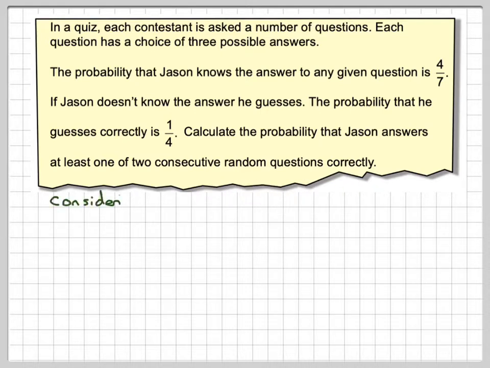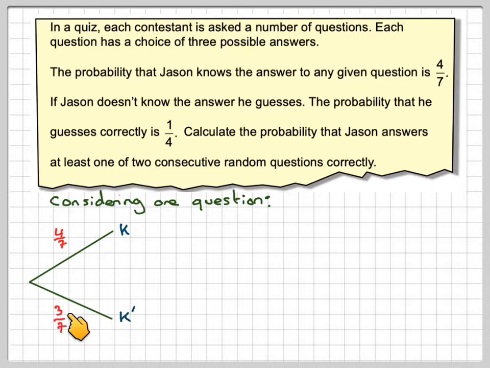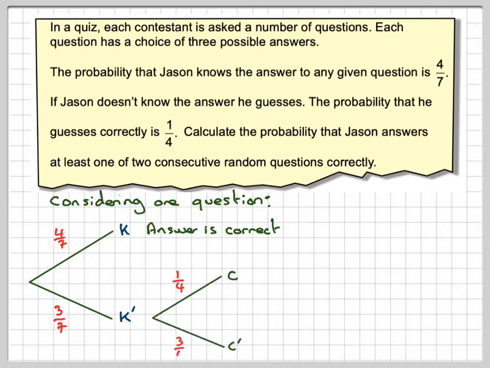Right, drawing diagrams in probability questions makes it much clearer to see. So just considering answering one question, if he knows it, it's 4/7, but we should also bear in mind if he does not know it, it's going to be 3/7. Now, if he knows it, he's answered it correctly. Okay, if he doesn't know it, he guesses and gets a 1/4 chance of getting it correct and 3/4 chance of getting it incorrect.